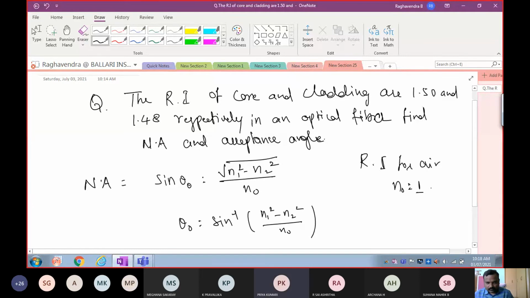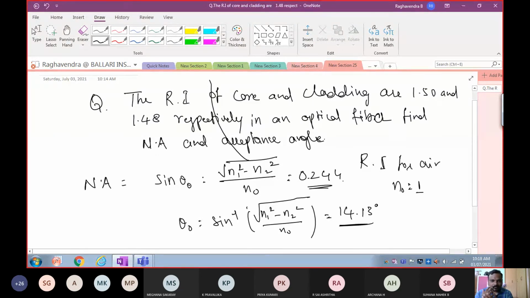Sir, acceptance angle is 14.12 degrees. Very good. What is the numerical aperture? How much did you get for that? 0.244. Very good. It is 0.244 and theta naught is 14.13 degrees. All of you got this answer? Yes, sir.